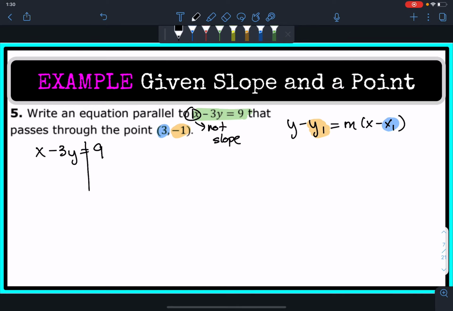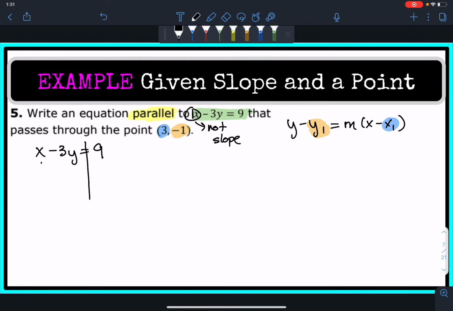So if you saw the previous video on how to write the equation from the standard form to the slope-intercept form, then you'll be familiar with the steps that are required to rewrite this to identify what the slope of the line is, which has to be parallel.